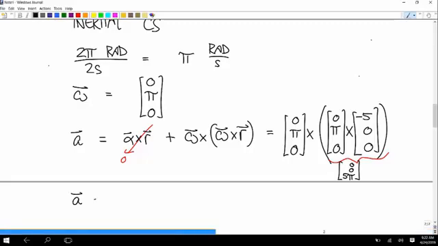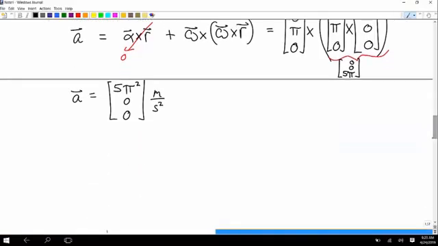And so the total acceleration of the astronaut is 5 pi squared, 0, 0. And so that's a little under 50 meters per second squared. About 50.